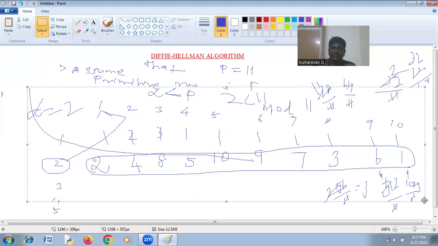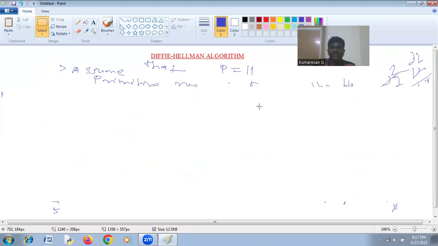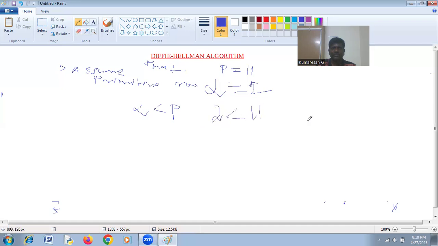Now we need to find out the private key and public keys. We need to find the private key and public key of the sender side, as well as the receiver side. Here alpha is equal to 2, so the condition is true. What is the condition? Alpha must be less than p. So 2 is less than p, the condition is true.